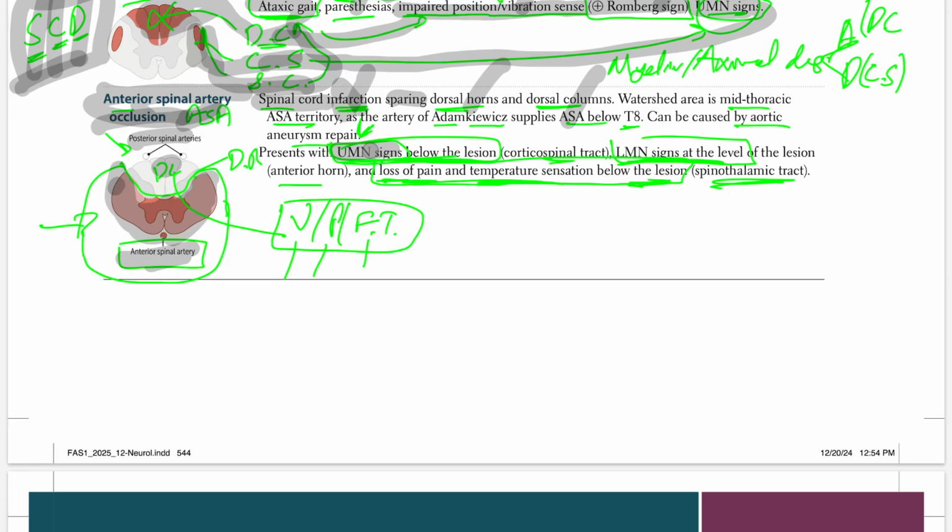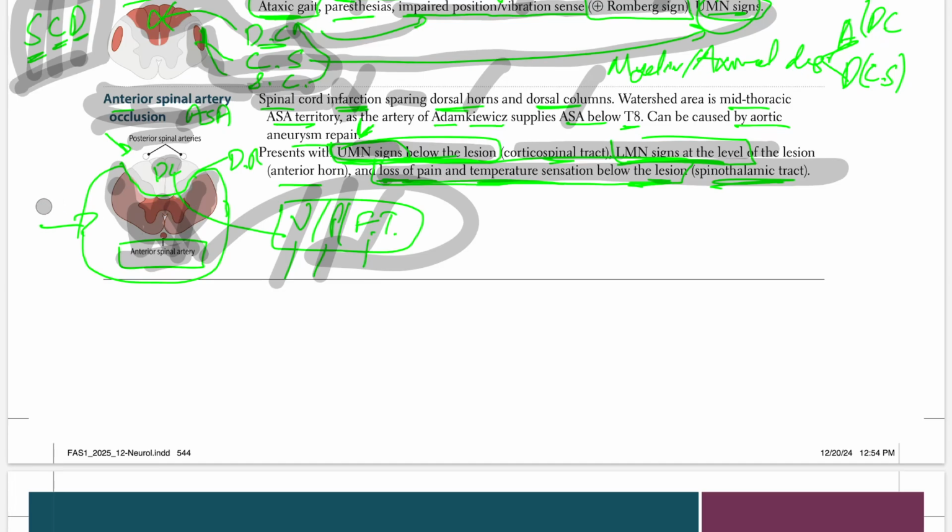So it's going to present with upper motor neuron signs below the lesion, loss of pain, temperature, and sensations, which is the spinothalamic tract, below the lesion, and lower motor neuron signs at the level of the lesion because of knocking out the anterior horns. And that's going to be all. But one last thing here is that vibration, proprioception, and fine touch are all preserved in these patients, with the rest being affected. And that is all for spinal cord lesions.